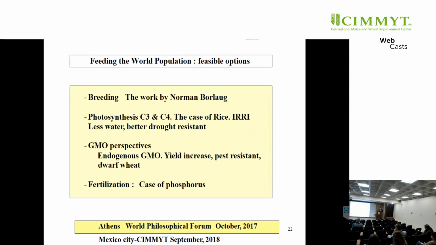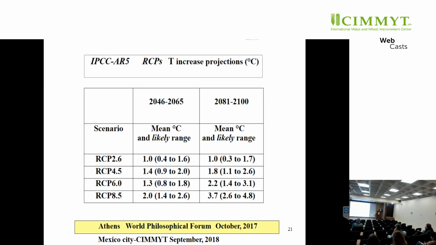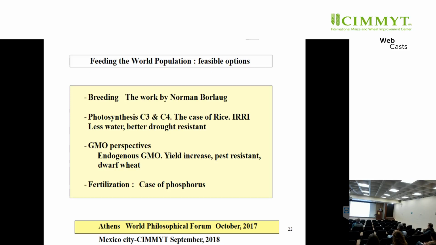Okay, so I'm almost through. Then we have questions and answers. So, breathing, I'm in the right place, I think. I do give the honor to Norman Borlaug in my book. Photosynthesis, I just discovered there are also developments probably here. I don't know. So from C3 to C4, the case of rice, here in the Philippines, or elsewhere.